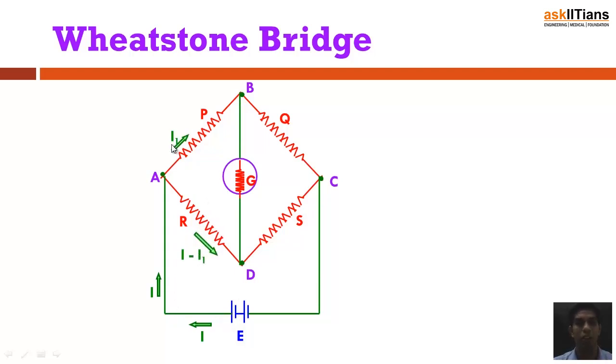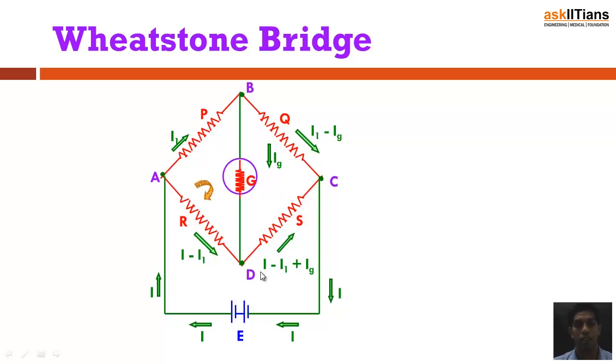It gets distributed according to the junction law. Let's say this is I1, so it definitely will be I minus I1. Again, the current reaches point D, so again it splits up. Let's call this current Ig, so this one will be I minus I1 plus Ig. Again applying the junction rule, the same current which goes out is the same current which comes in. Now this is the typical setup of the Wheatstone bridge.